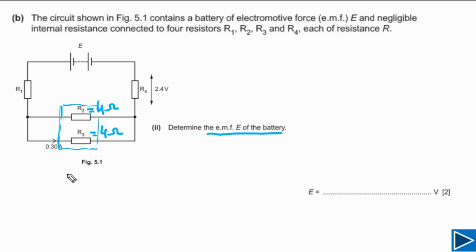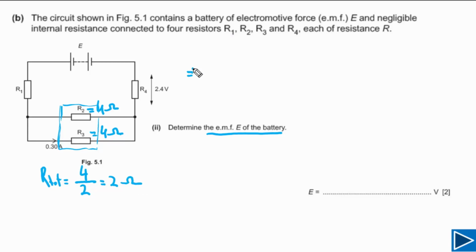And as these 2 resistors are connected in parallel, the total resistance of these 2 resistors simply will be equal to the resistance of one resistor divided by the number of resistors. We have two resistors, so simply we can divide by 2. So the total resistance of these two resistors is simply equal to 2 ohms.